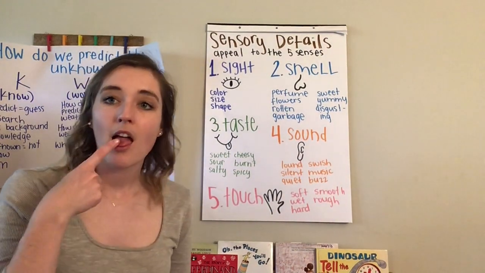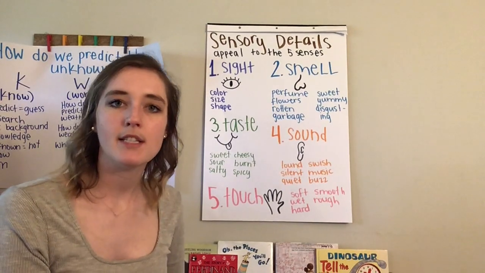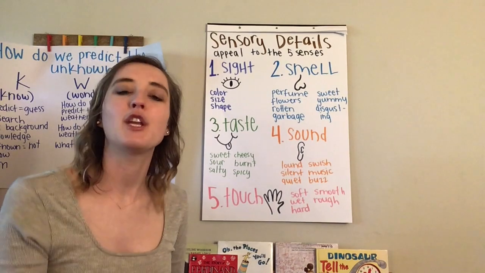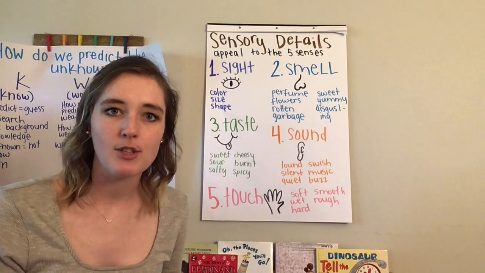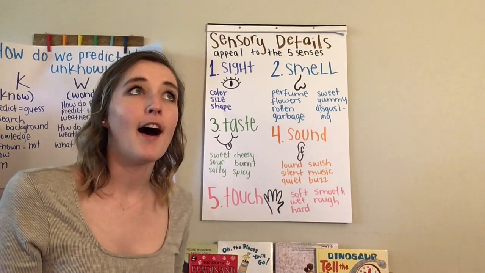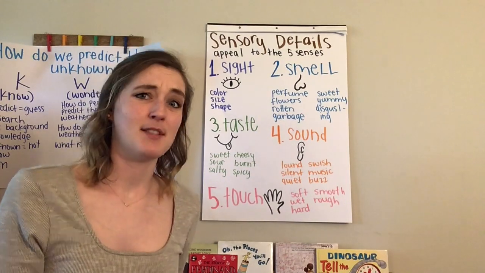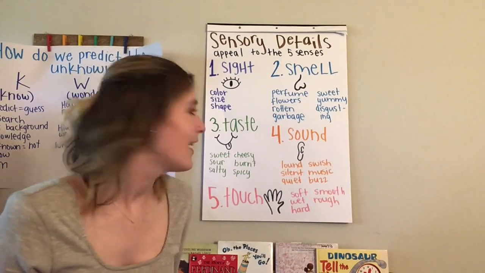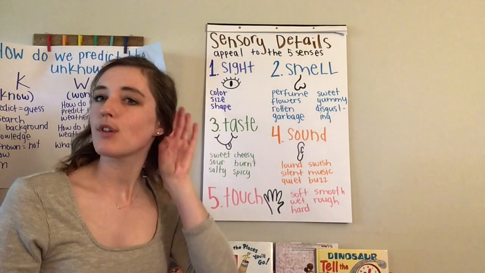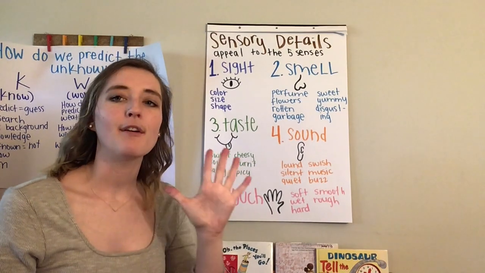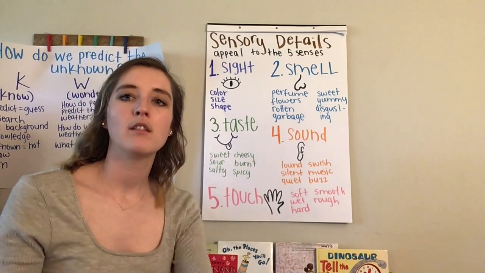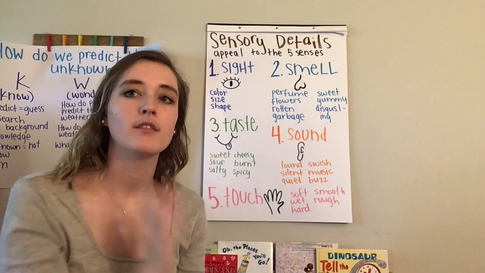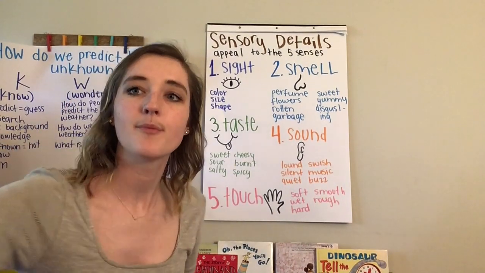Third we have taste. Tasting with your tongue, tasting with your mouth. What taste can you imagine tasting? The taste of chocolate chip cookies, the taste of pizza, or maybe the taste of something gross like broccoli, cauliflower. Number 4 is sound, so things that you hear. And number 5 is touch. What do you feel? How does the paper feel? How does your hair feel? How does your skin feel? So those are all the 5 senses.